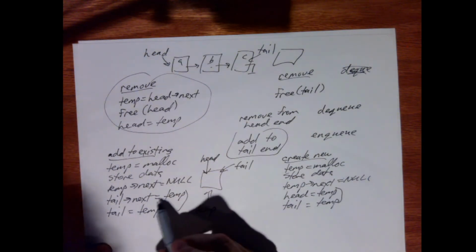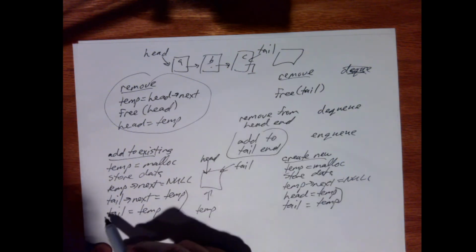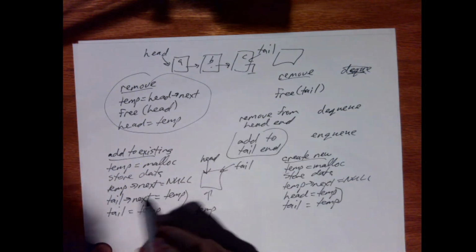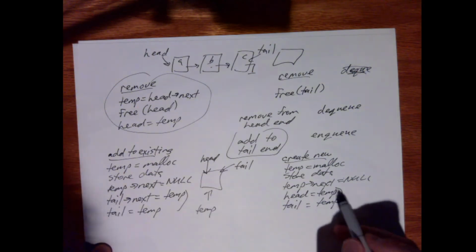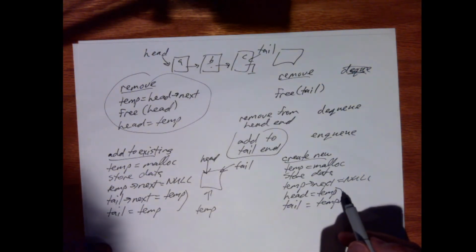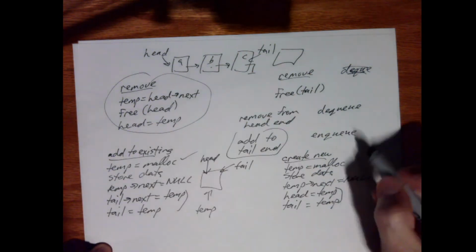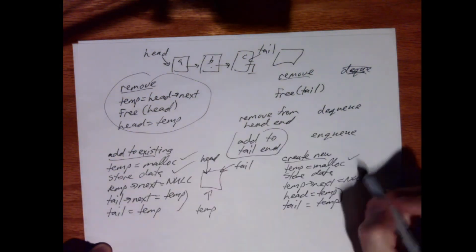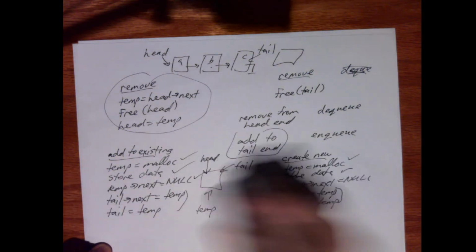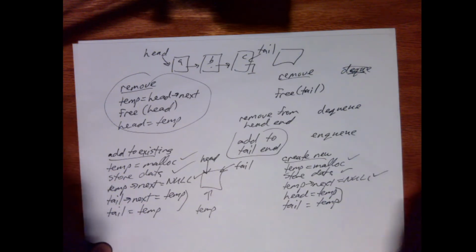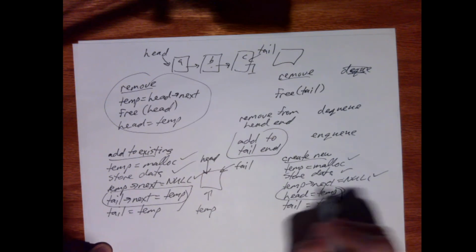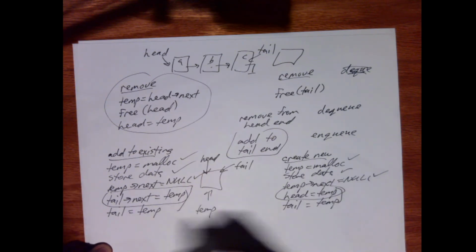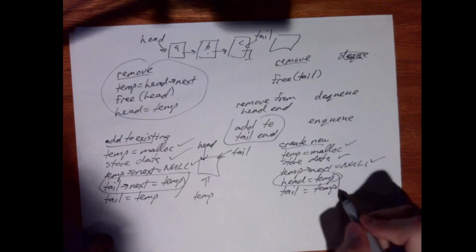But these two are not. As I described before, if I say tail equals temp first, then this doesn't work right. So this has to be in this order, but these can be in either order. So what's the same? Temp equals malloc, store data, temp next equals null. Tail next equals temp, and head equals temp are different, and then finally tail equals temp and tail equals temp are the same.